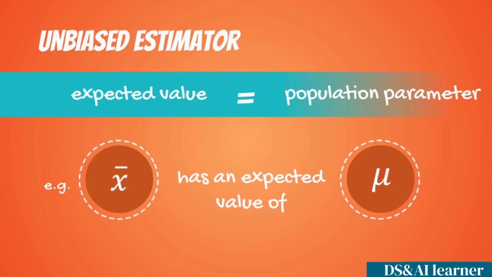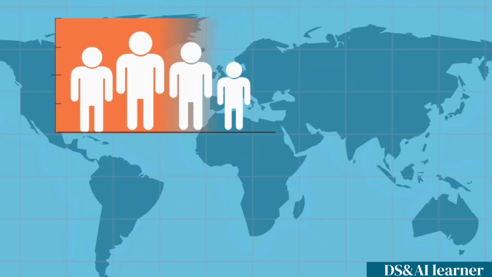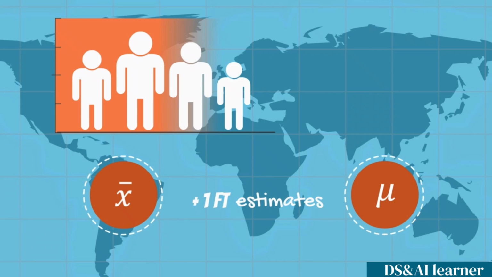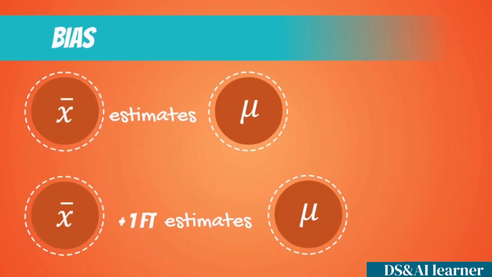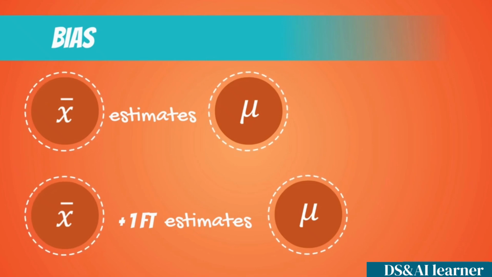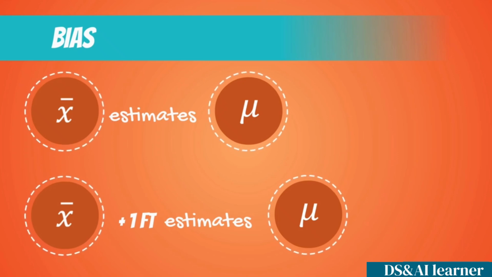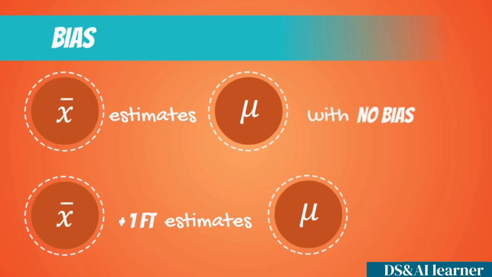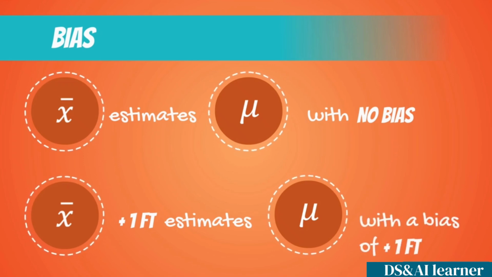What if somebody told you that you will find the average height of Americans by taking a sample, finding its mean, and then adding 1 foot to that result? So, the formula is x bar plus 1 foot. Well, I hope you won't trust them. They gave you an estimator, but a biased one. It makes much more sense that the average height of Americans is approximated just by the sample mean, right? We say that the bias of this estimator is 1 foot.